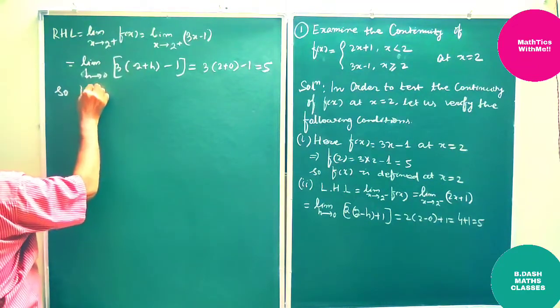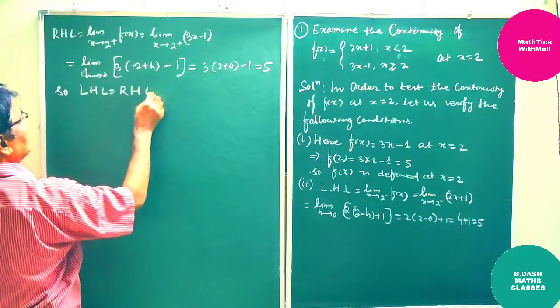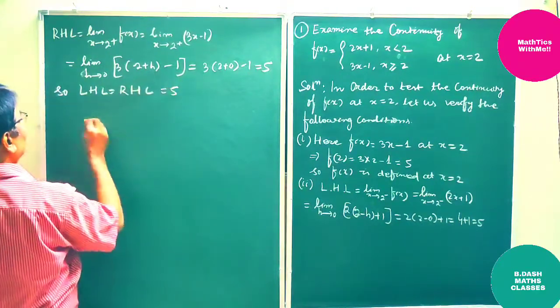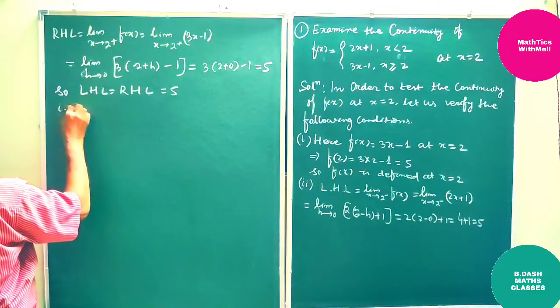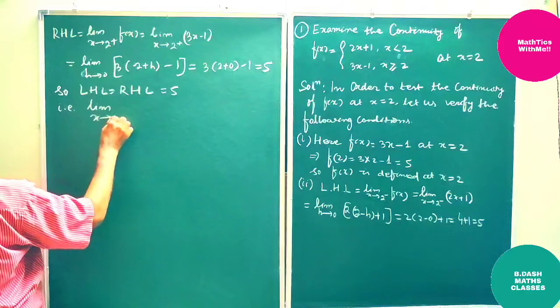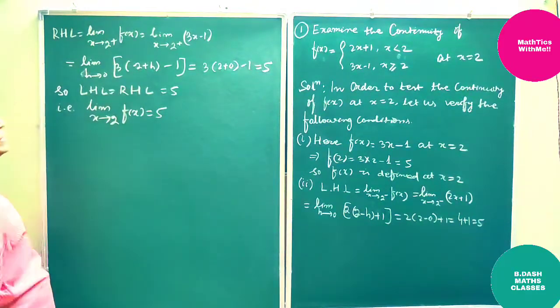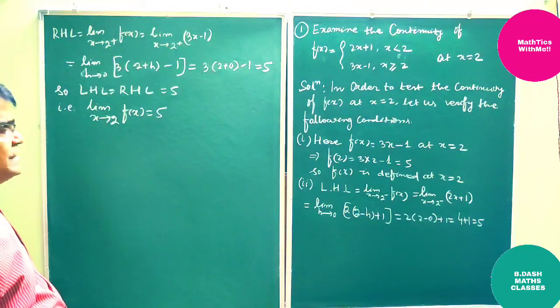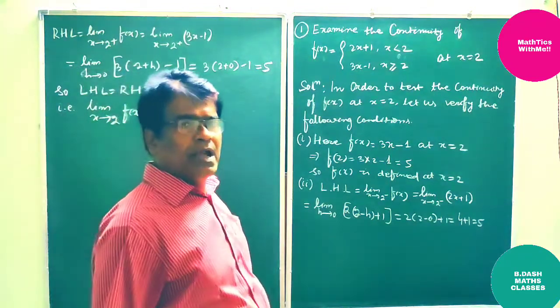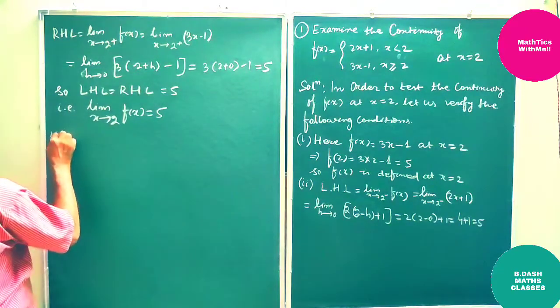So left hand limit is equal to right hand limit is equal to 5. That is, the limit as x tends to 2 of f of x is equal to 5. So the second condition is verified and we are getting the limit as x tends to 2 of f of x is equal to 5. Now let us proceed to verify the third condition of continuity.